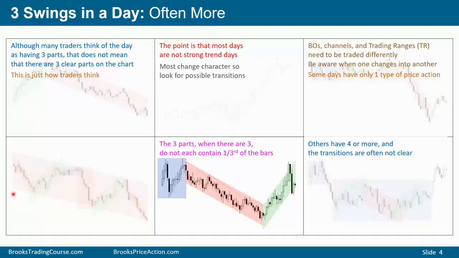Some days have lots of transitions. Instead of just 3 parts, they can have 5 parts, 6 parts. For example, trading range, tight channel, bull channel, bear channel here, bull channel here, breakout here. You simply trade what's in front of you.